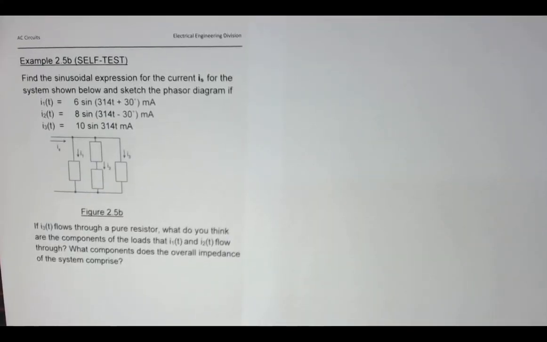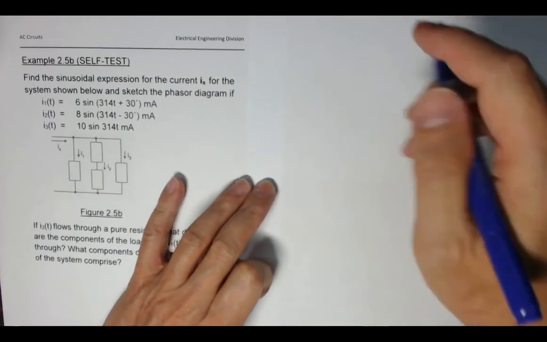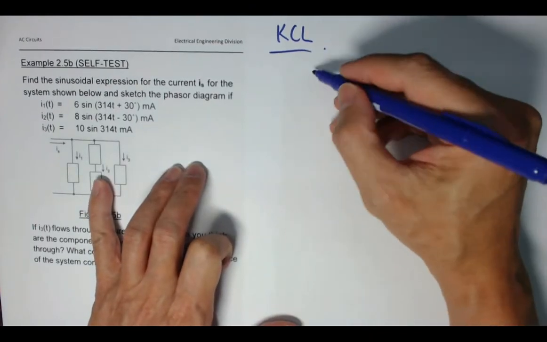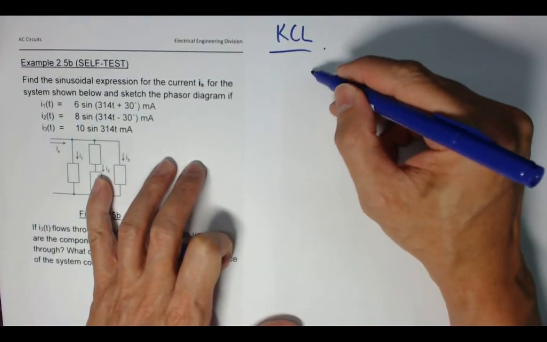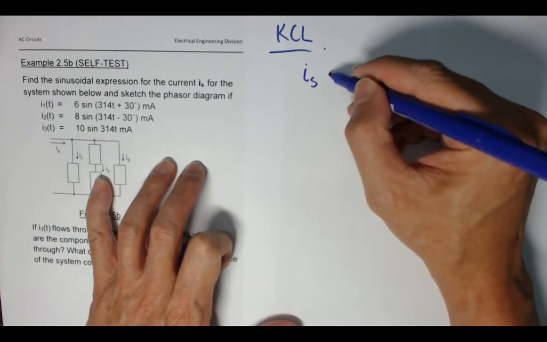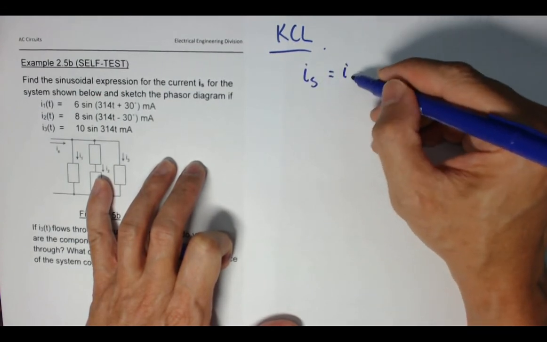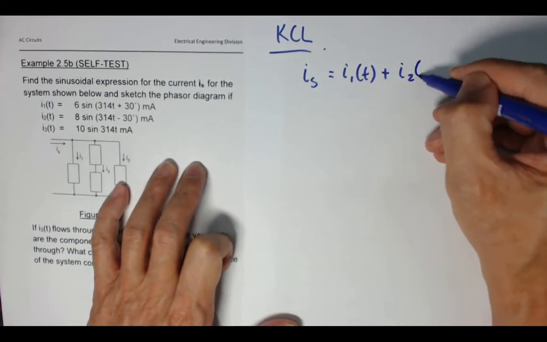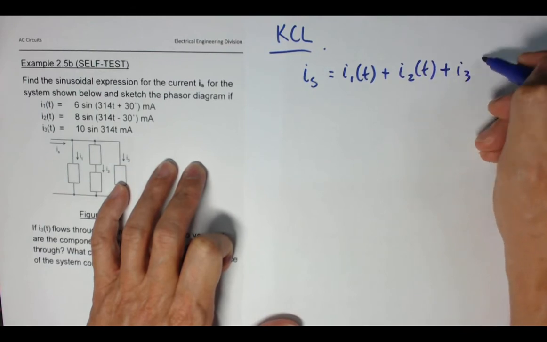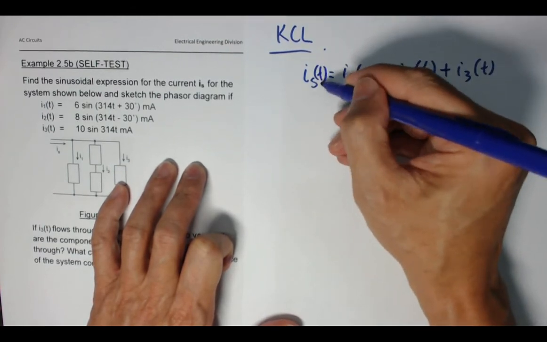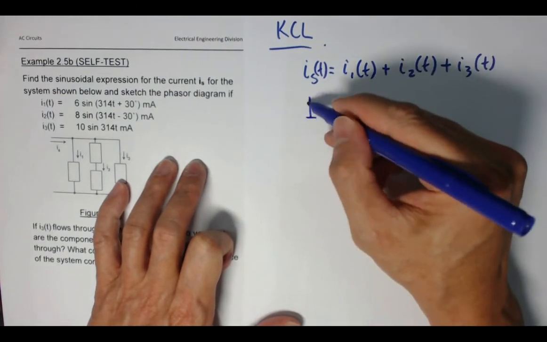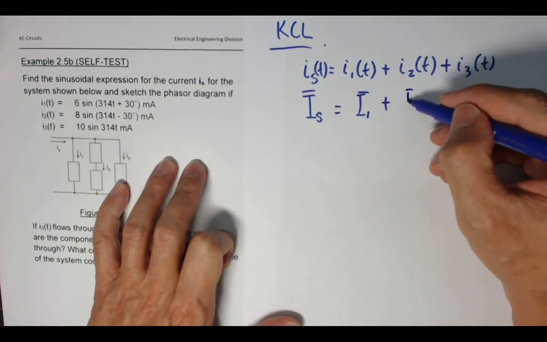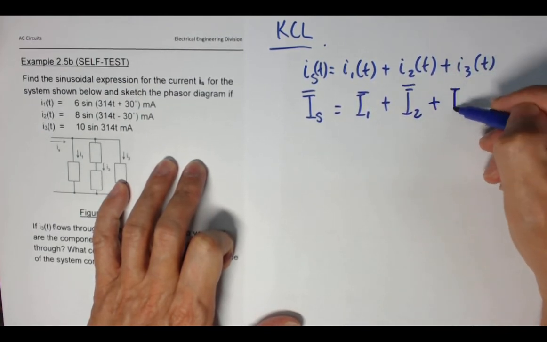Now, in this question, we shall use Kirchhoff's current law, which states that the current coming into a node S is equal to the current flowing out of the same node. So this is I1, this is I2 plus I3. Or in the phasor version, we say IS is equal to I1 plus I2 plus I3.